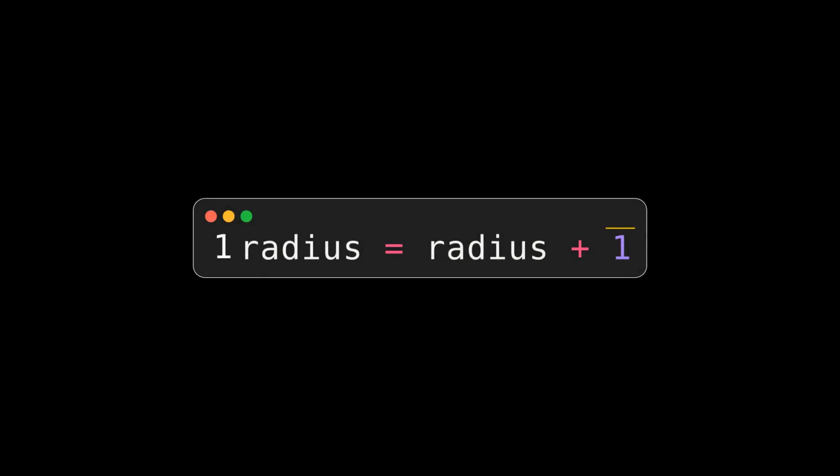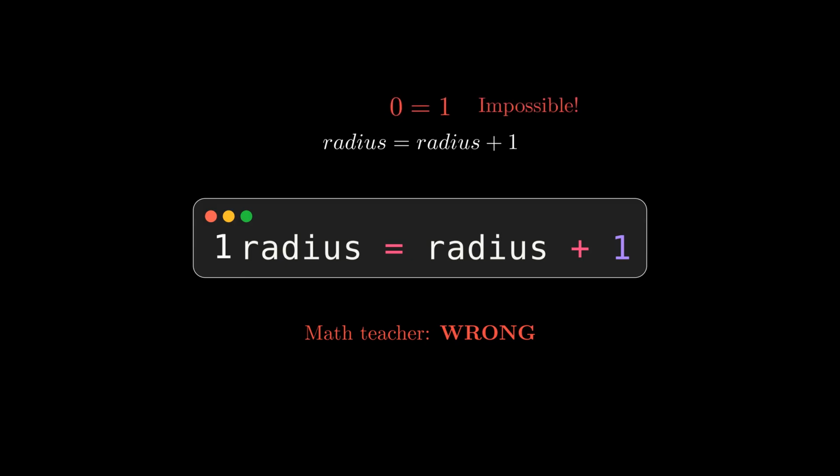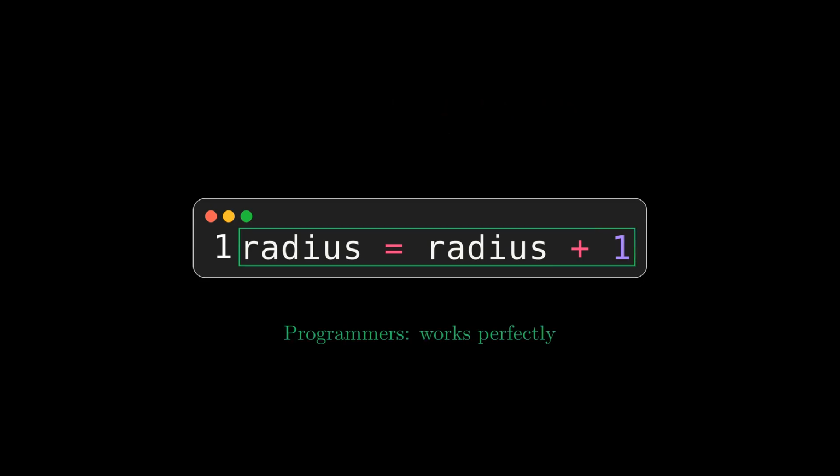Look at this line of code. Radius is set to radius plus 1. If your math teacher saw this, they'd mark it wrong. Subtract radius from both sides, you get 0 equals 1. Impossible. But every programmer writes lines like this every day, and they work perfectly. The reason reveals something deep about how computers think.